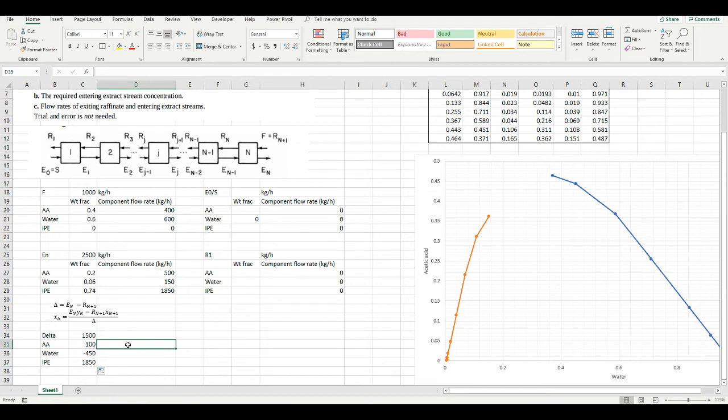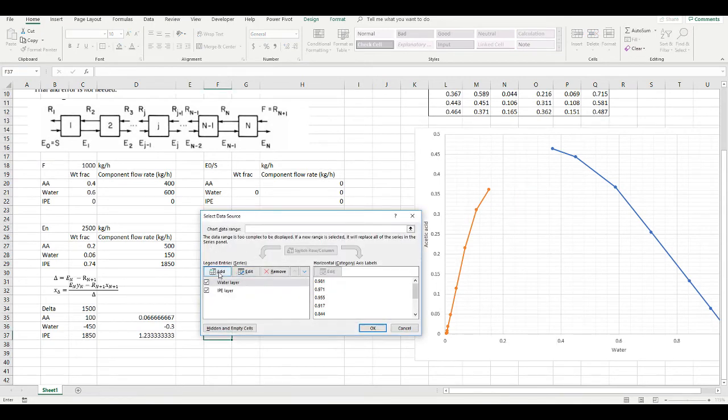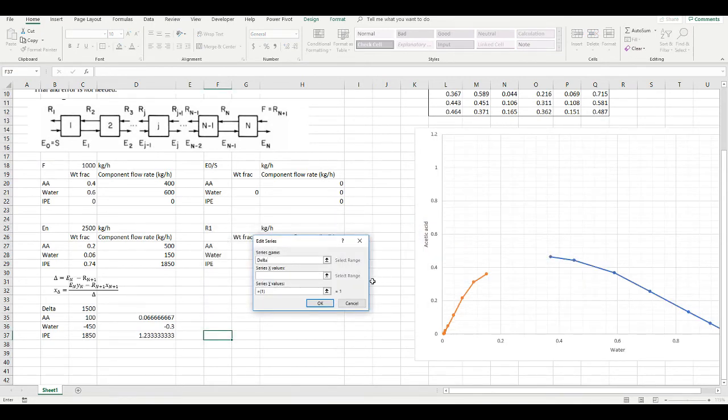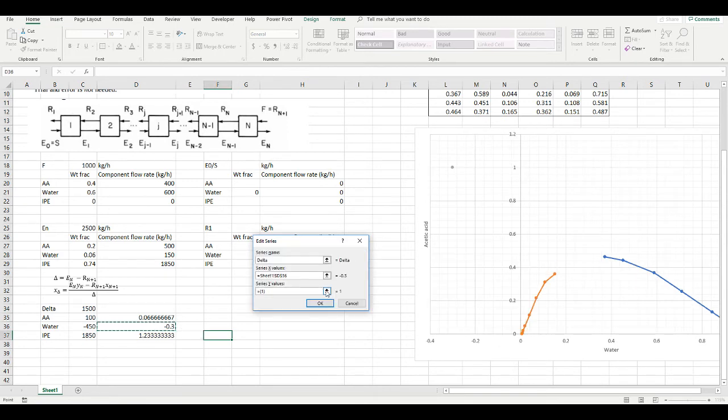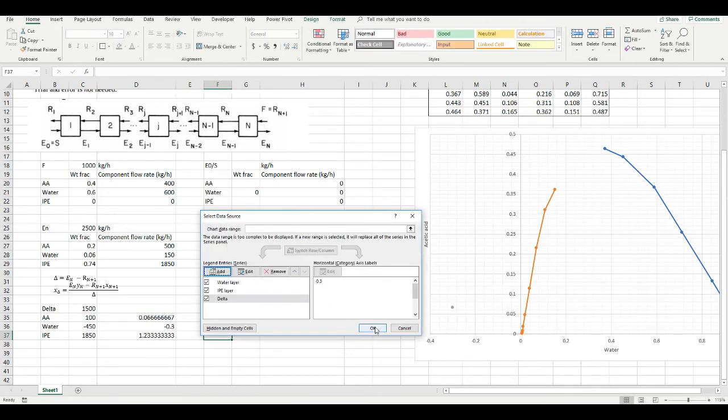And now we can convert this to an x or y coordinate value by simply dividing by 1500. Now, because our graph is using acetic acid and water, that's what we're going to use to plot on the graph. So let's select data and add a point. And the x value is going to be water, since we use water as our x-axis, and then the y-axis is going to be acetic acid. So there you go. So there's our delta point.